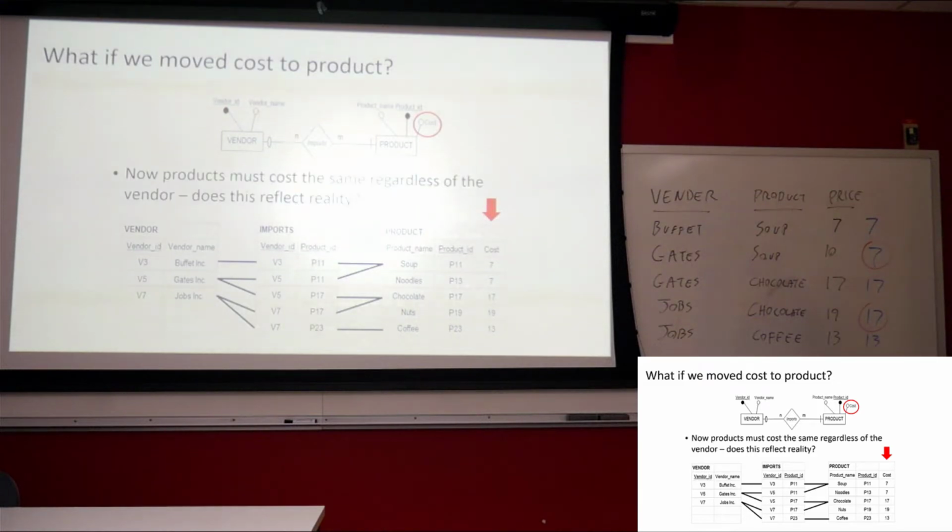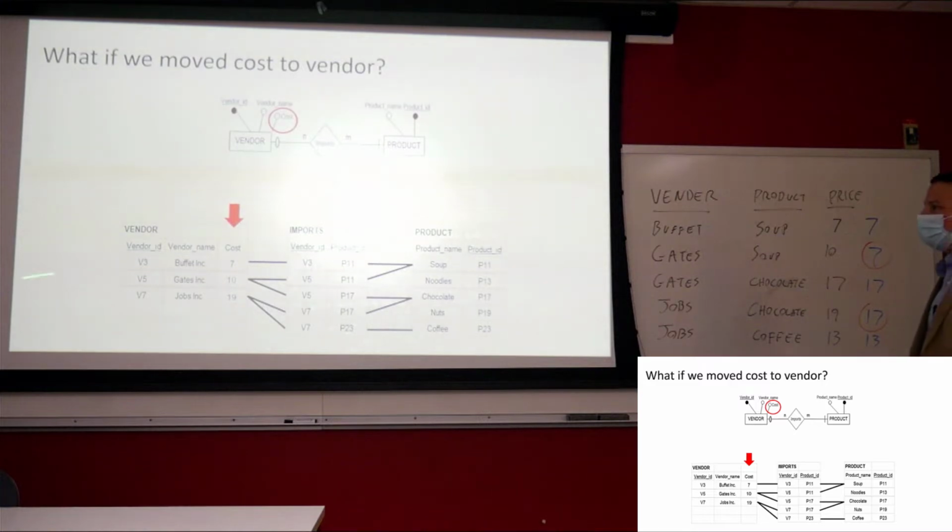Or if we made cost an attribute of the vendor, now we're going to say everything that Buffett sells is $7, everything Gates sells is $10, and everything that Jobs sells is $19. So now our Buffett soup is going to be, again, $7, and our Gates soup is going to be $10, and our Gates chocolate is going to be $10, because everything Gates sells now is $10. Our Jobs chocolate is going to be $19, because everything Jobs sells is $19, and our Jobs coffee is going to be $19, right? So now we've messed up the price of Jobs coffee and Gates chocolate. Is that all that's messed up there?